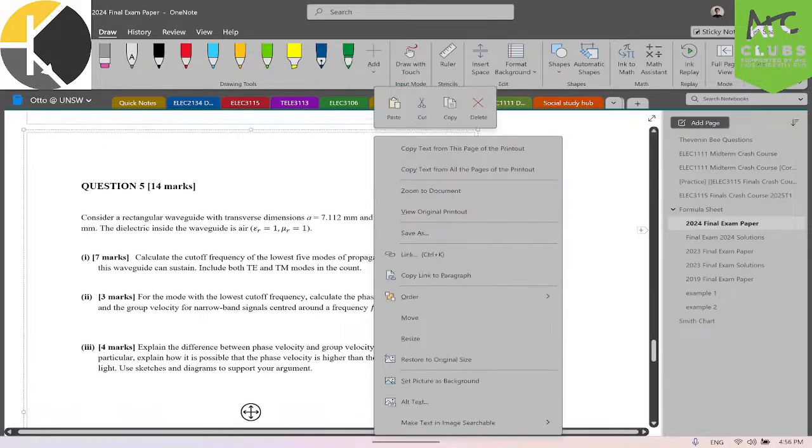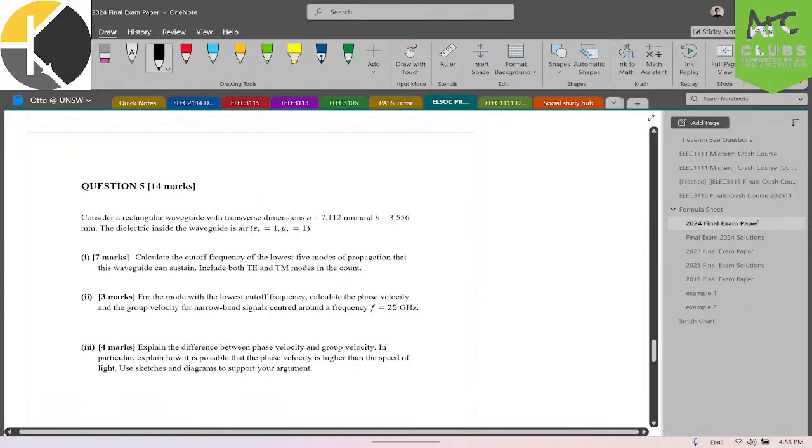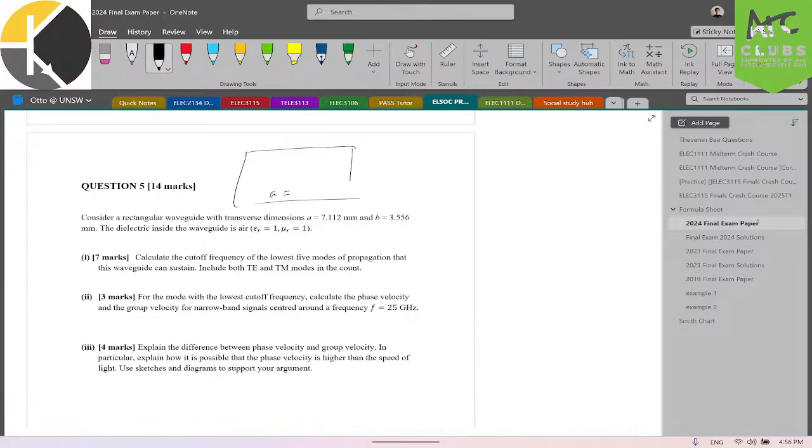So here we have a rectangular waveguide with given dimensions. A is equal to 7.112 millimeters and B is equal to 3.556 millimeters. By convention, A is always the horizontal dimension, so A is the biggest dimension. It's convention. The waveguide can be oriented this way, but this is still A because it's convention.